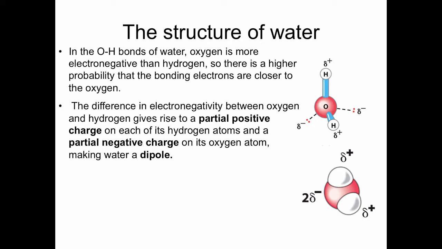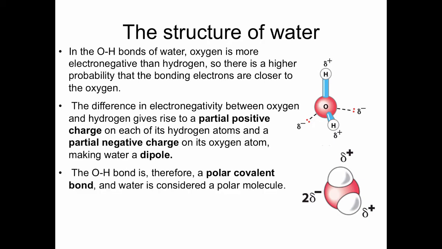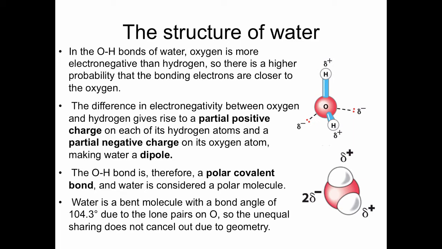So water, having these positive and negative ends, makes water a dipole. The OH bond is therefore a polar covalent bond. Water is considered a polar molecule. Water is also a bent molecule, and it has a bond angle of 104.3 degrees due to the lone pairs of electrons on oxygen. Therefore, the unequal sharing of electrons does not cancel out due to geometry.